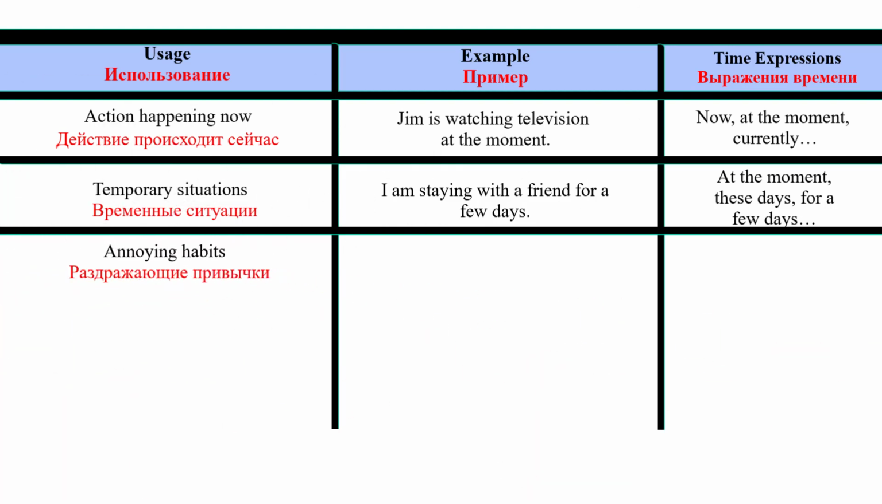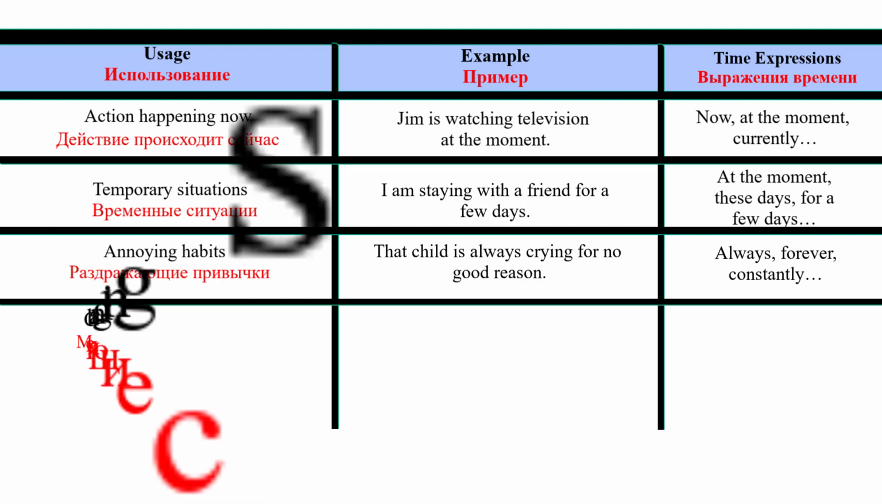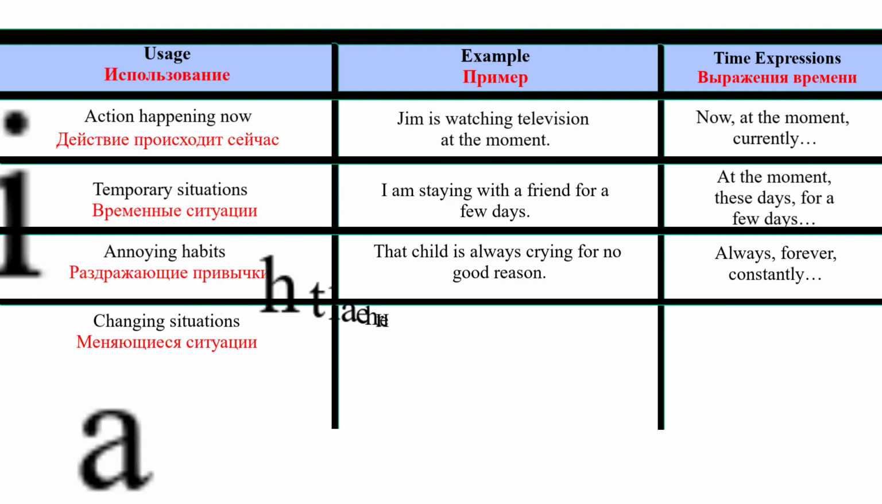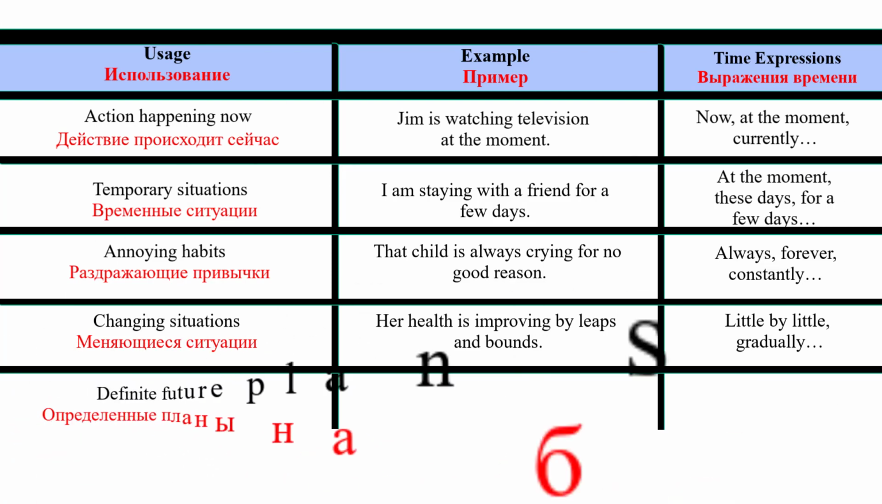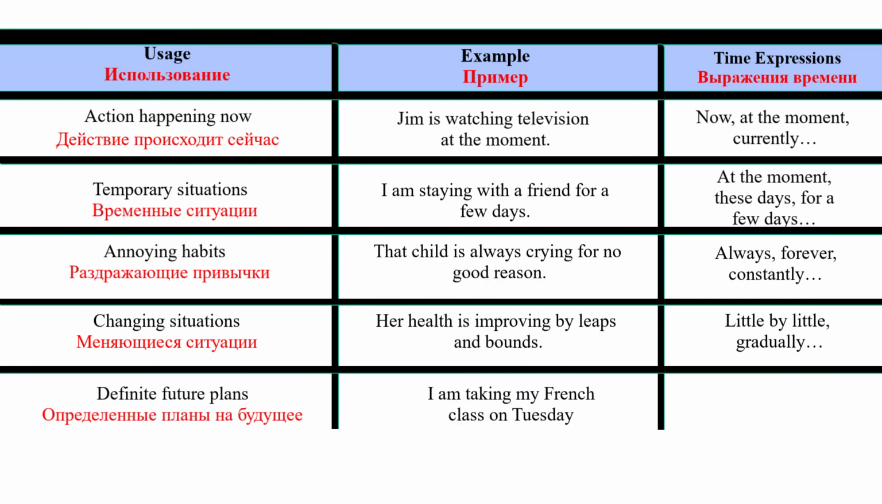Annoying habits: that child is always crying for no good reason. Always, forever, constantly. Changing situations: her health is improving by leaps and bounds. Little by little, gradually. Definite future plans: I am taking my French class on Tuesday. Tonight, later, this weekend.